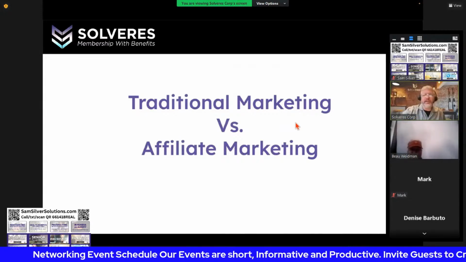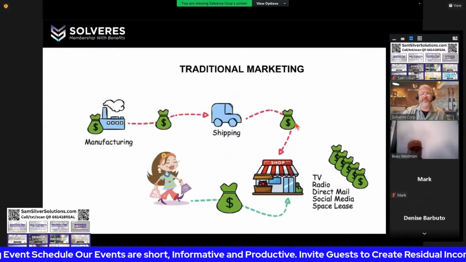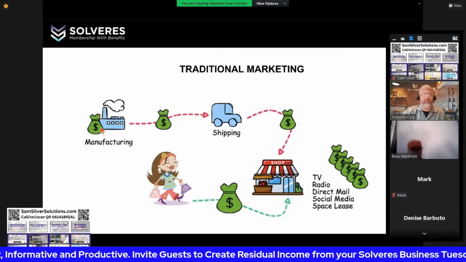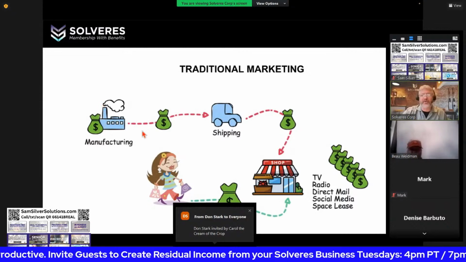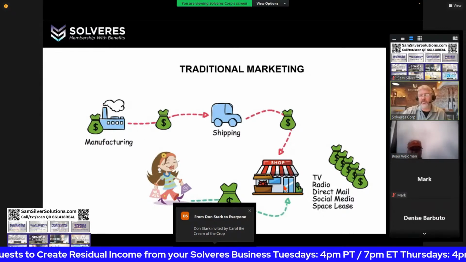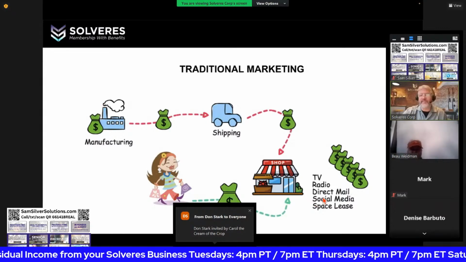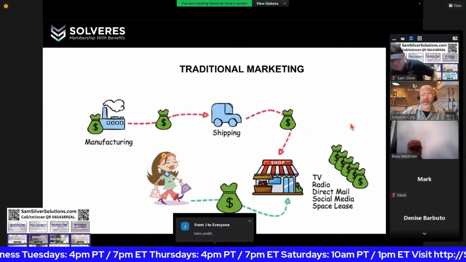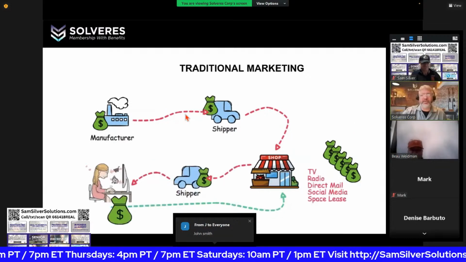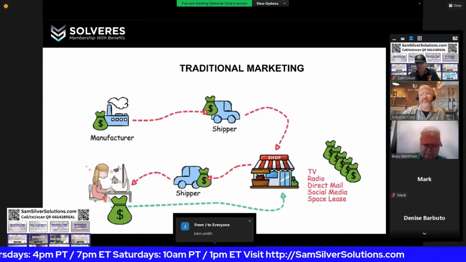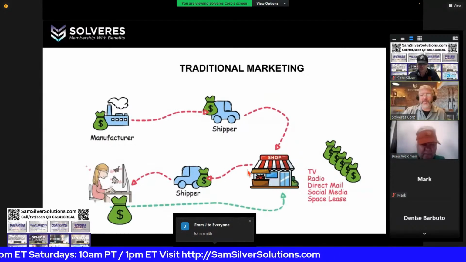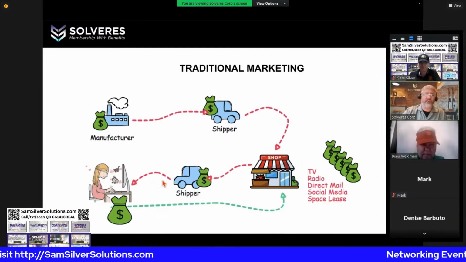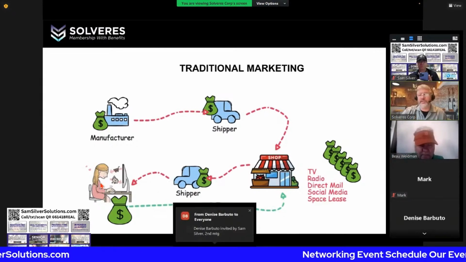So let's talk a little bit about traditional marketing versus affiliate marketing. This is the traditional marketing model that we've all grown up with for years. You have a manufacturer, they ship a product to a retail store. The retail store spends a lot of money in advertising to attract the customer to come into the store and purchase. Now with the internet, things are getting a little bit easier. We can now sit at home and shop from our computer. And a lot of people still use this model: the manufacturer, the shipper, the retail store, and then the retail store can ship products over to the customer.